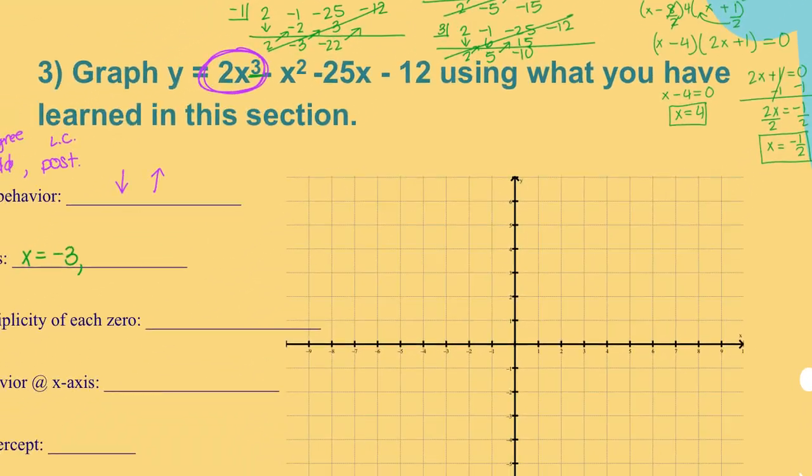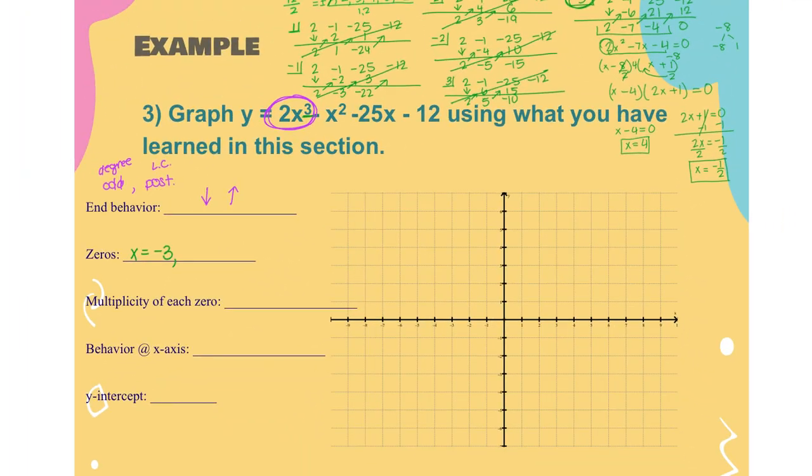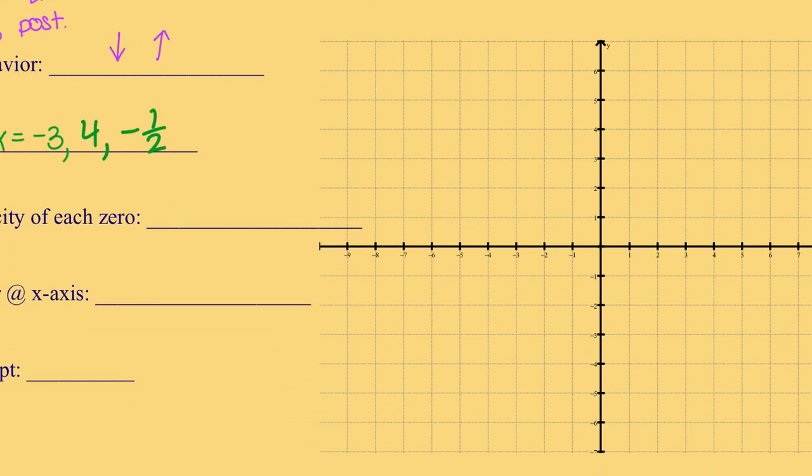Do we have to show each example on the test? All right, now what are my zeros telling me? Those are my points on the graph. So I'm going to go ahead and graph them. Putting dots, I have -3, negative half, and a positive 4.